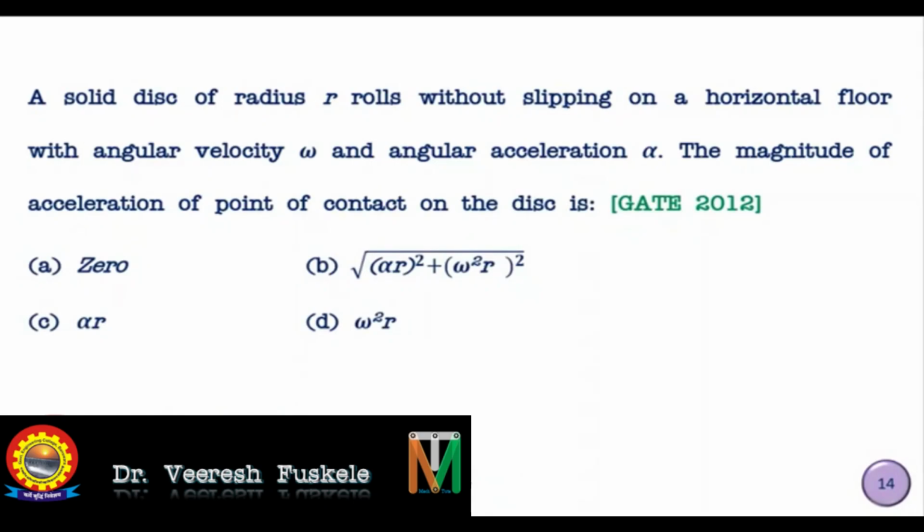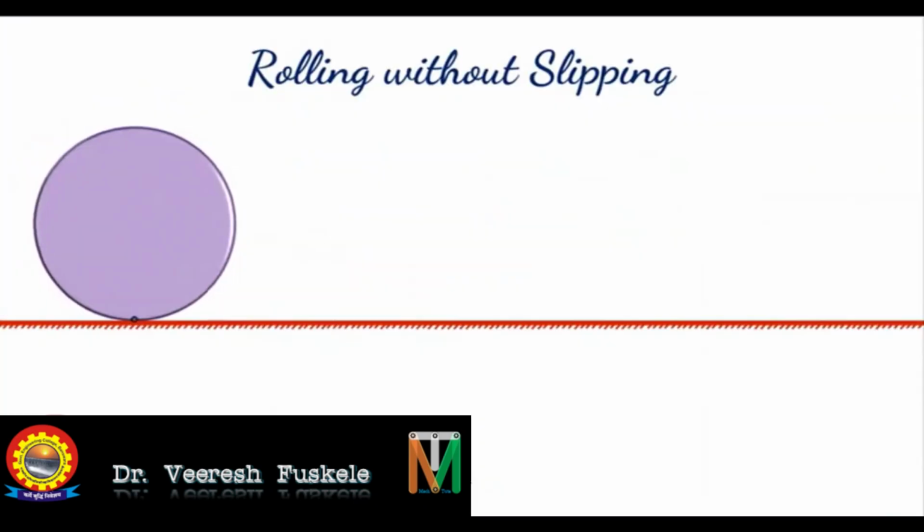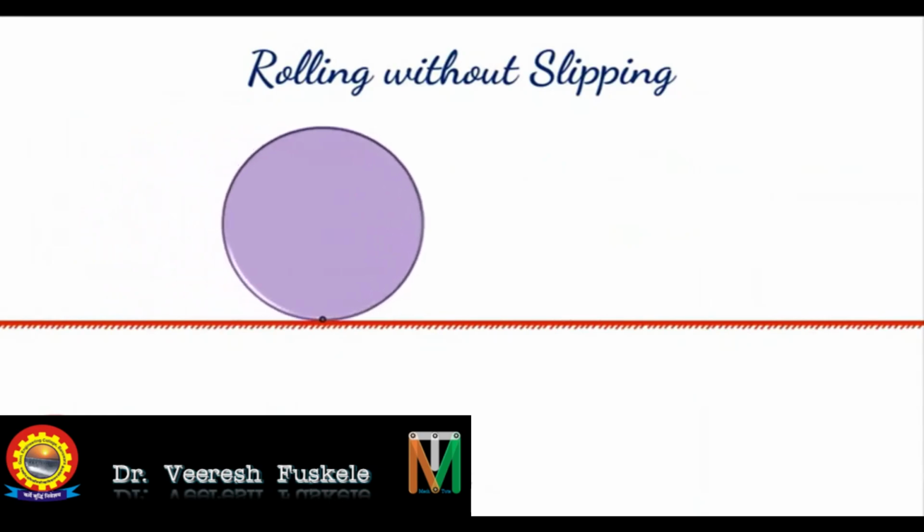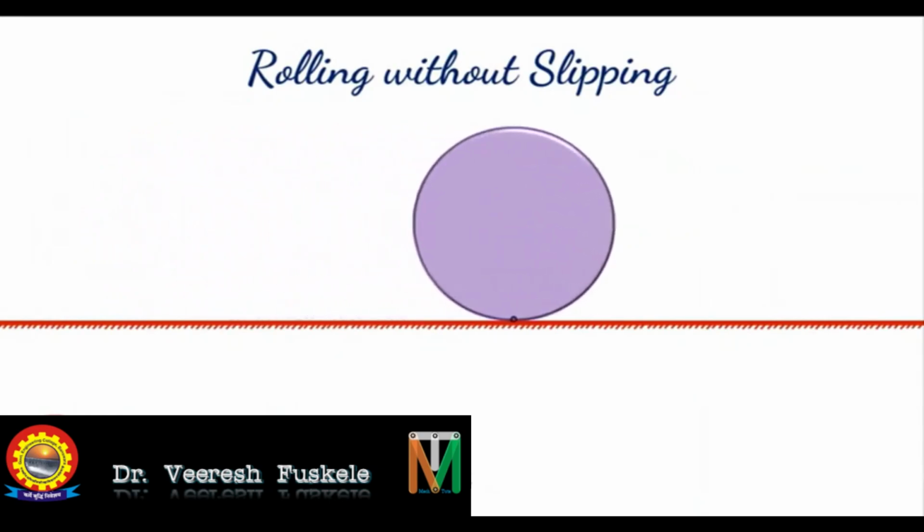Before moving ahead to solve the problem of acceleration of the point of contact on a purely rolling disk, let us understand what pure rolling is. Pure rolling, or rolling without slipping, is something like this as shown here.